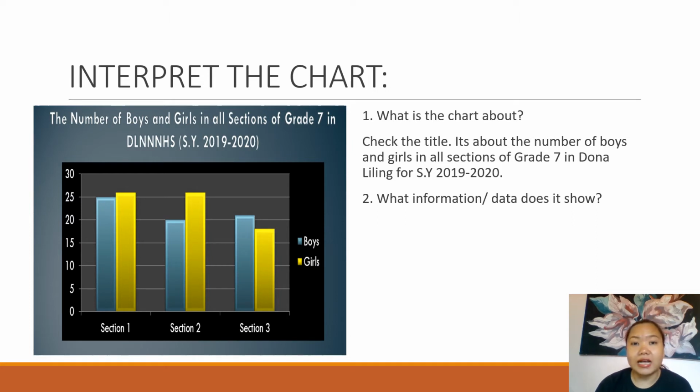Next is, what information or data does it show? What is it telling us? So, let's take note of what we see in the chart. Of course, you have to take note of the legend. The blue are the boys and the yellow are the girls. And then you have the different sections.